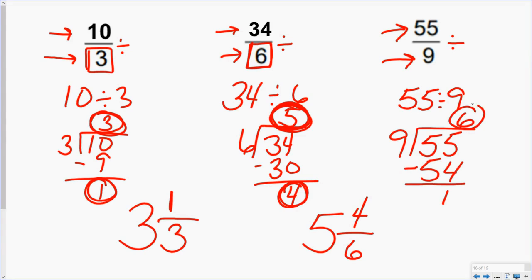So again, it goes in there evenly 6 times. So that is my whole number. I have 1 left over. That's my numerator. And then my denominator stays the same as it was in my previous fraction, which was 9. So I have 6 and 1 ninth. So 55 ninths as a mixed number is 6 and 1 ninth.